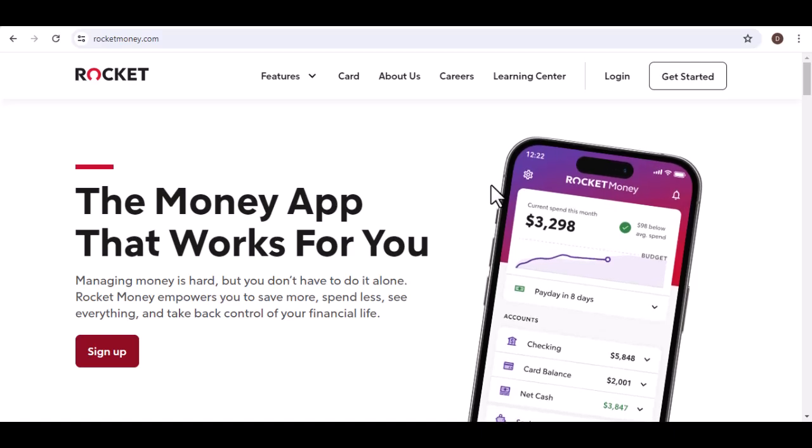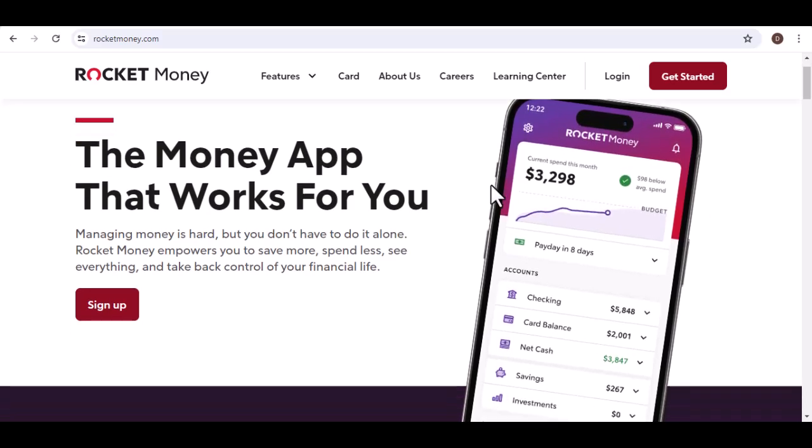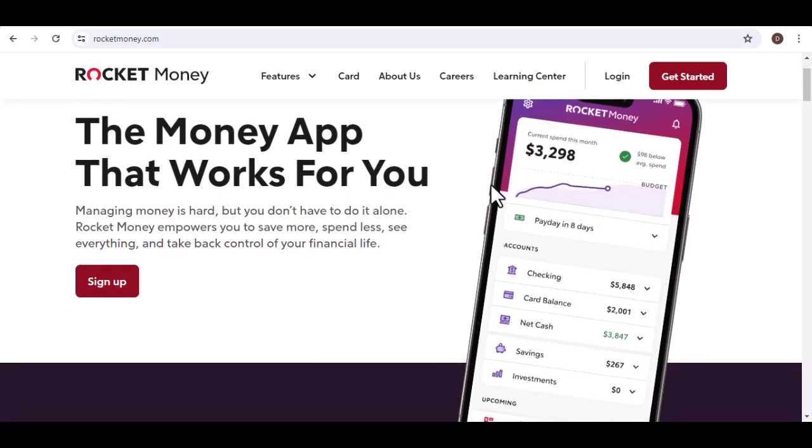Can you add a transaction to Rocket Money? It's a question I've been asked a lot lately. And the answer is, it depends. Let's break down why it's not a straightforward yes or no.